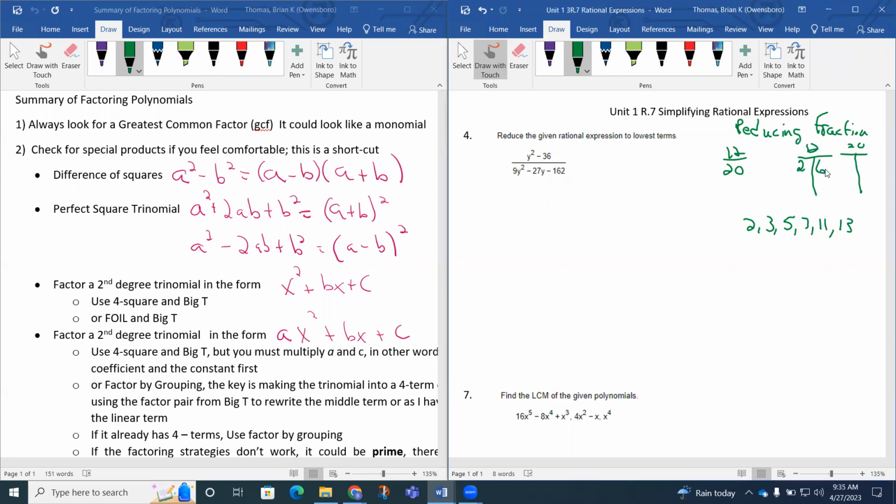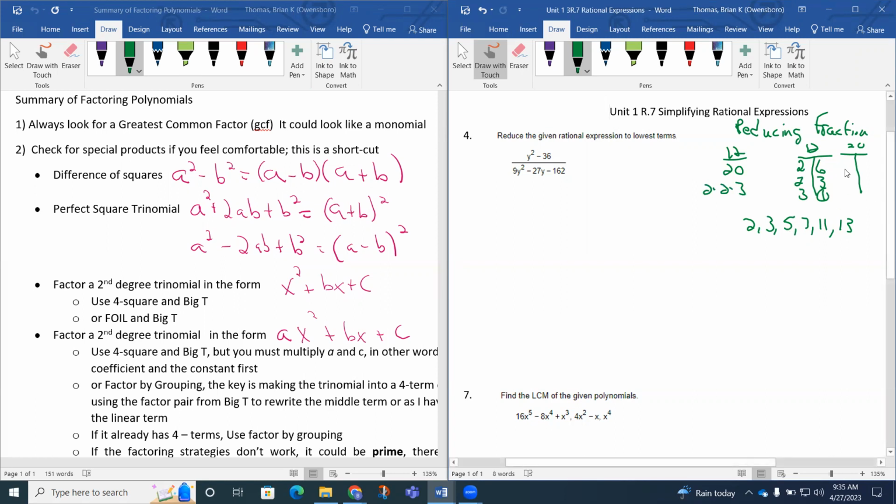But notice how 6 is actually factorable. 2 goes into 6 3 times. But 2 doesn't go into 3, but 3 does go into 3. 3 goes into 3 one time. So notice that 2 times 2 times 3 is another way to write 12 as a factorization.